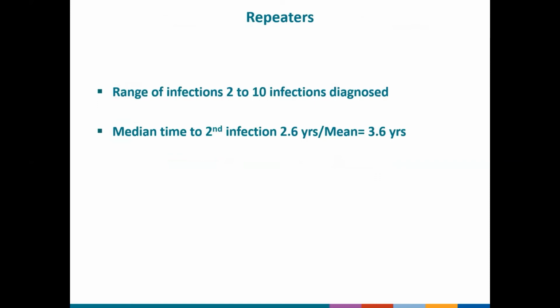As for a couple of other items about repeaters, the range of infections reported from repeaters was between 2 and 10 diagnoses between 2000 and 2018. The median time to second infection was 2.6 years. The mean time was 3.6 years.